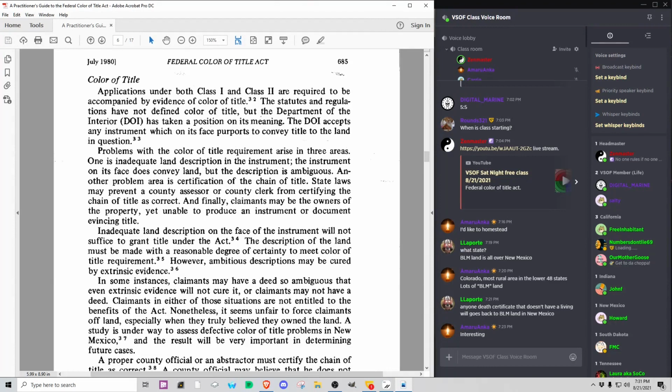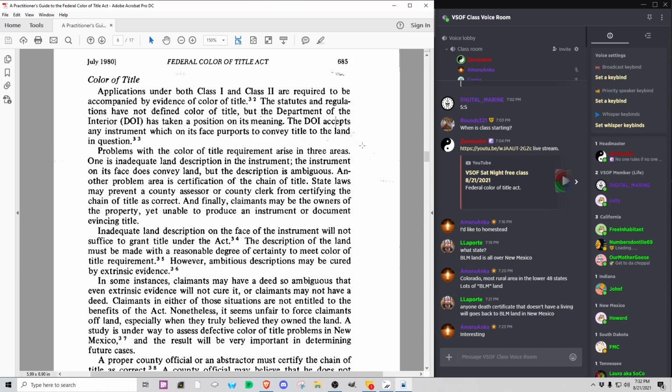Is color of title title? No. The statute and regulations have not defined color of title. Well, isn't that just wonderful? Isn't that just special? The statutes and regulations have not defined color of title, yet under the Act they are required to be accompanied by evidence of color of title. How can you evidence something when it's not defined? Again, attorney work product doctrine, we're going to give everything to the black robe priests of El and allow them to do whatever the fuck they want. This is what the attorneys do. If there's ever more blatant, clear evidence of it, just in these 2 sentences alone, I've never seen it. Because that's pretty much in your face.